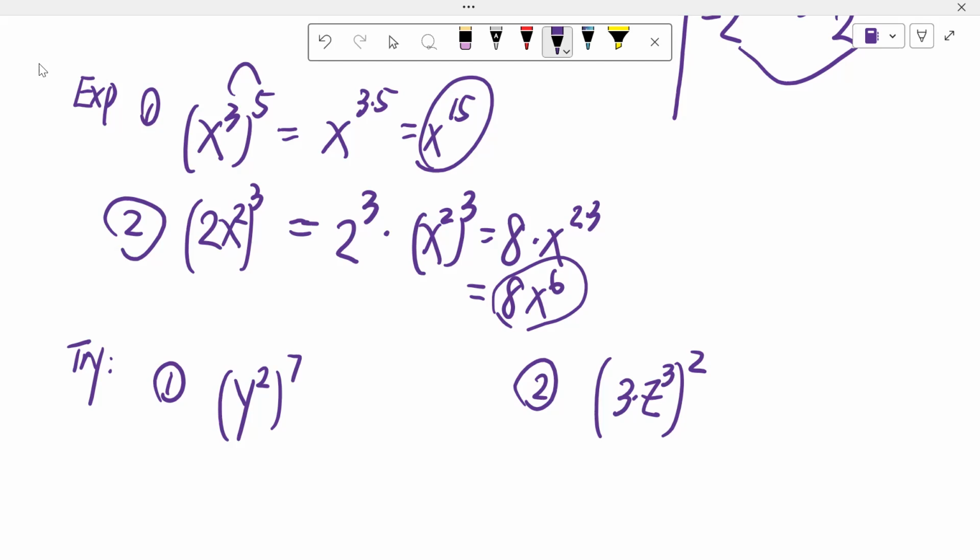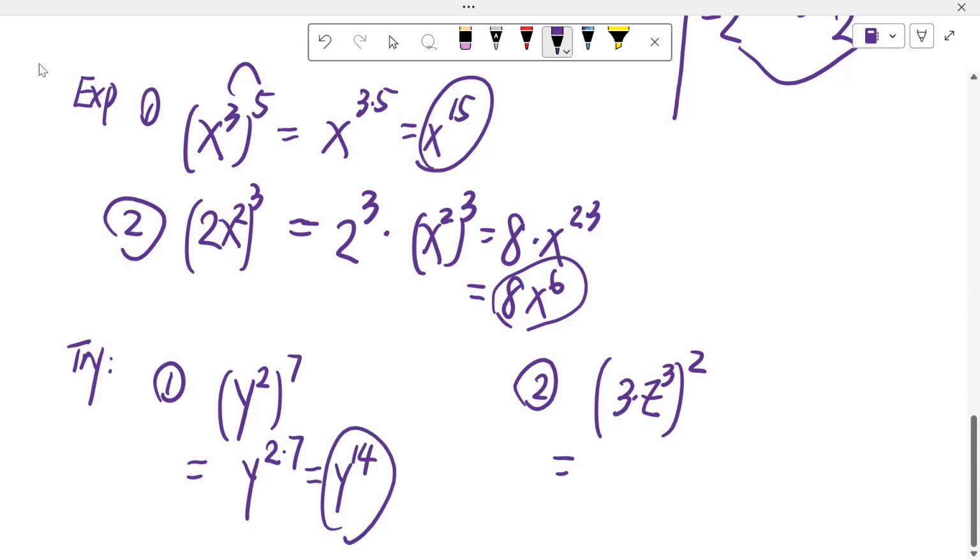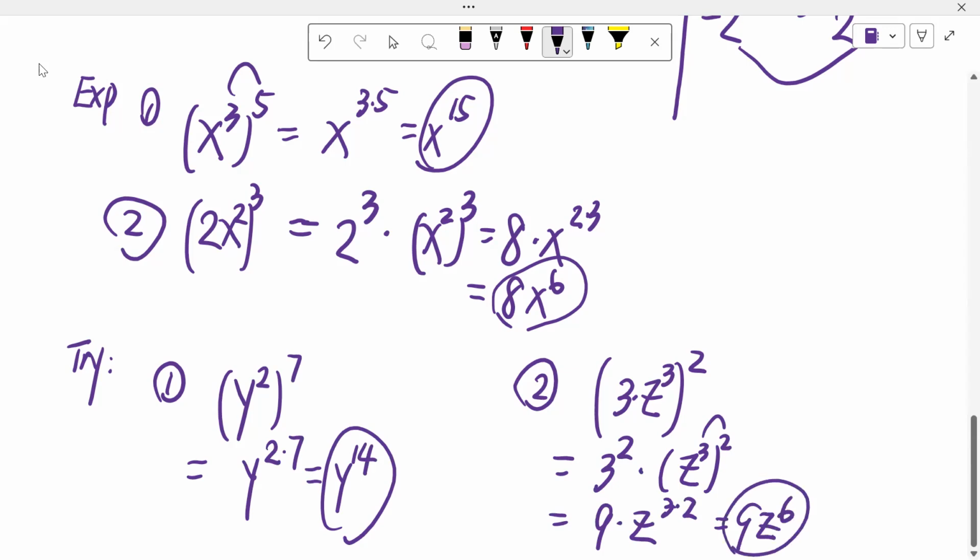Let's go over the solution. So the first one, you keep the base y and multiply 2 and 7 to get y to the quotient. And the second one, distribute it first: 3 to the second times z cubed to the second. 3 squared, 3 to the second is 3 times 3, that's 9. And for the z, you multiply 3 and 2. So that's 9z to the 6. Any question about this?